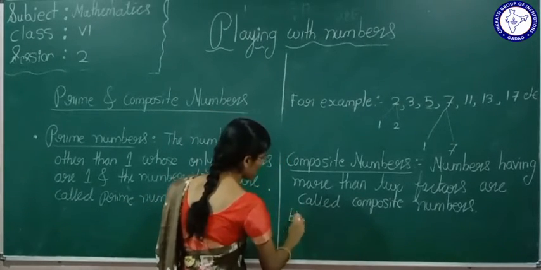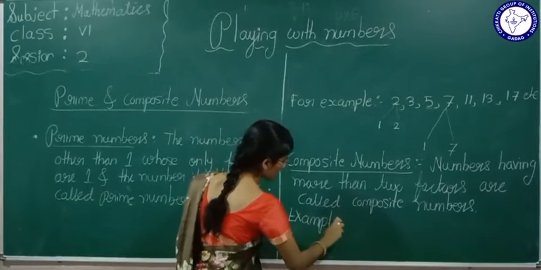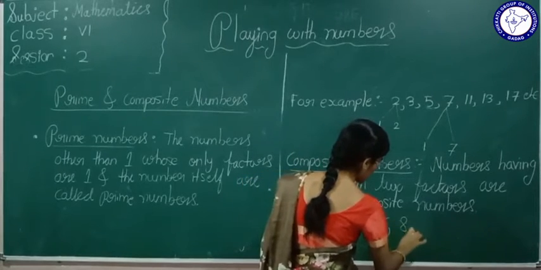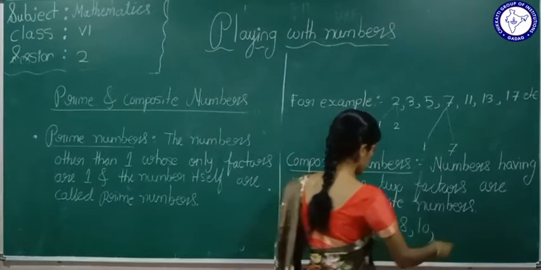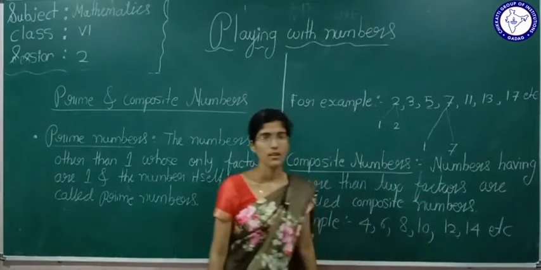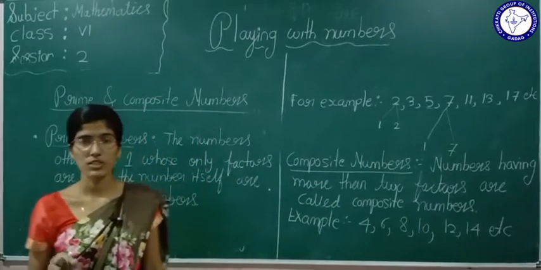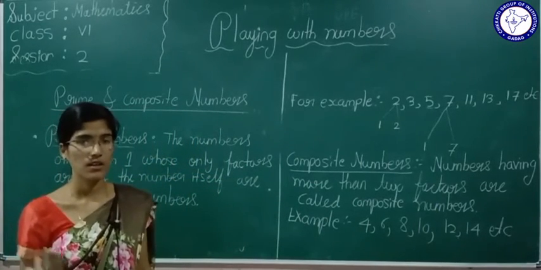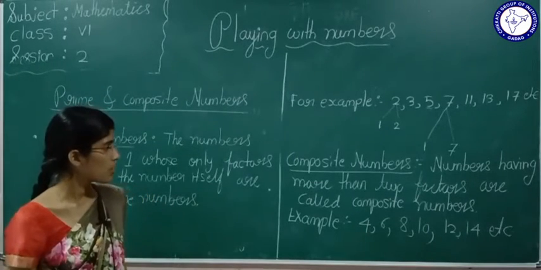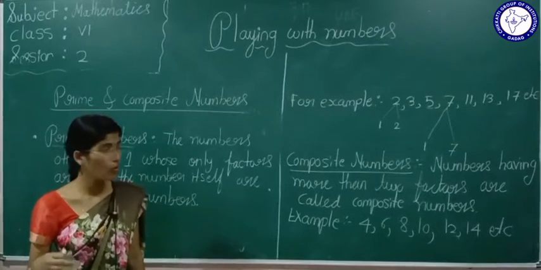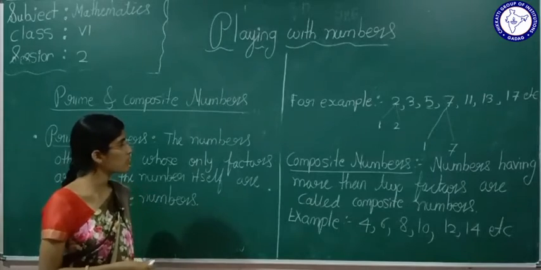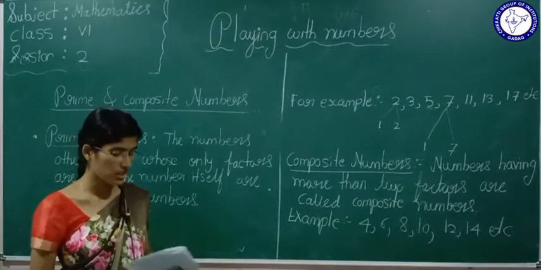So we will write an example. See an example: 4, 6, 8, 10, 12, 14, etc. Okay. Any number which has only the factors 1 and the number itself, such numbers are called prime numbers. What are composite numbers? Numbers having more than 2 factors are called composite numbers. So this is about prime numbers and composite numbers.